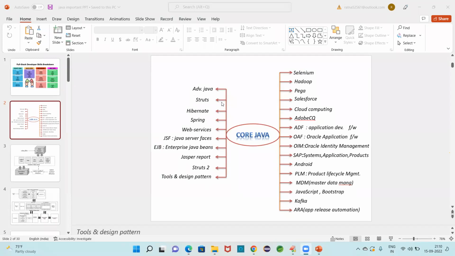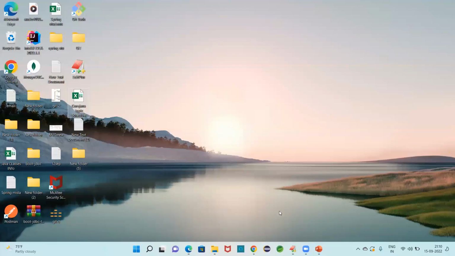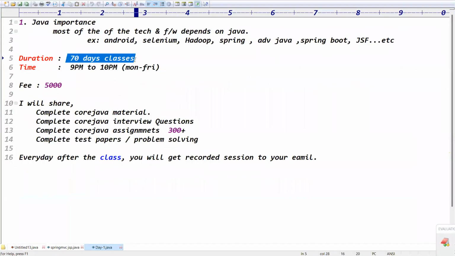So the first point we understood yesterday is that most of the technologies and frameworks depend on core Java, right? Exactly. After that I told you the duration is 70 days of classes, and the time for this class is exactly 9 p.m. to 10 p.m., Monday to Friday mostly. If there is a Saturday class, I'll intimate you. The fees for this course are 10,000.